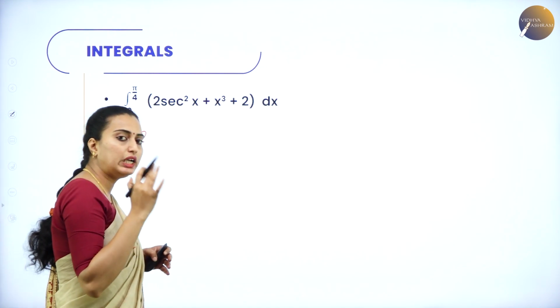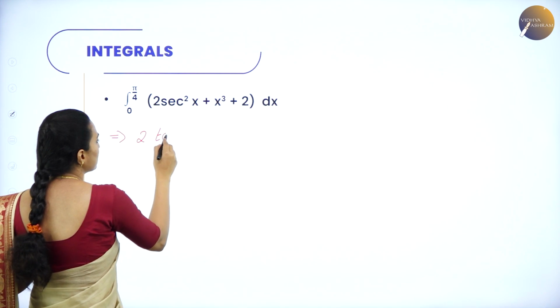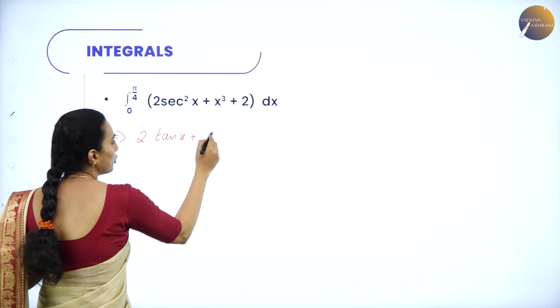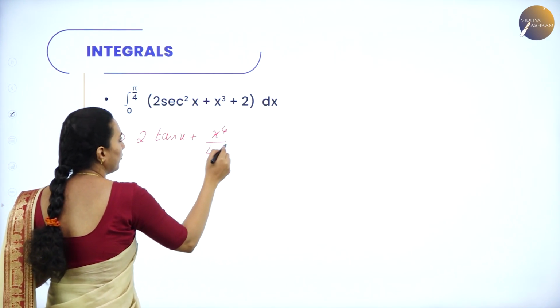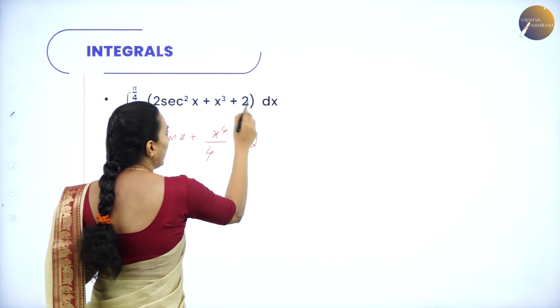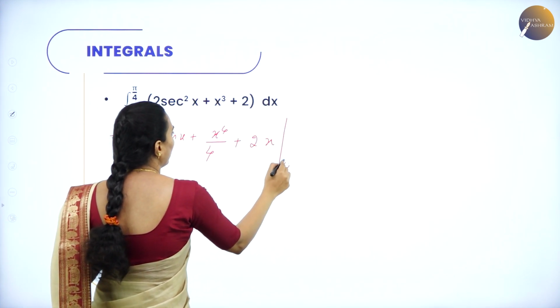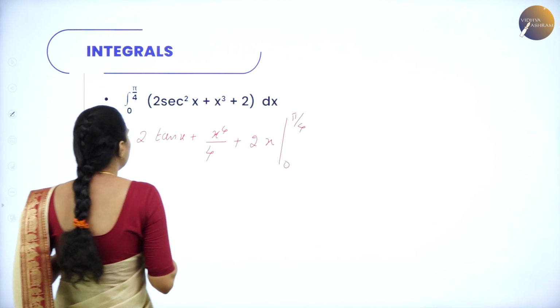So 2 into integration of secant squared x is tan x, plus x cube integration is x to the power of 4 by 4, plus 2 into 1 into dx is x, from the limit 0 to pi by 4. And this is easier, dears.